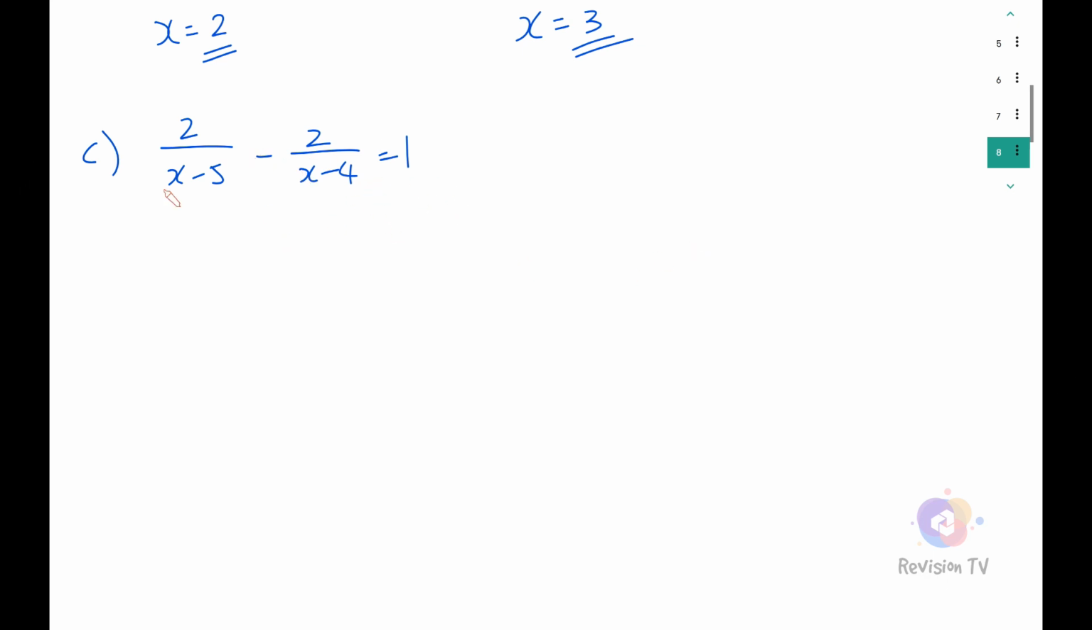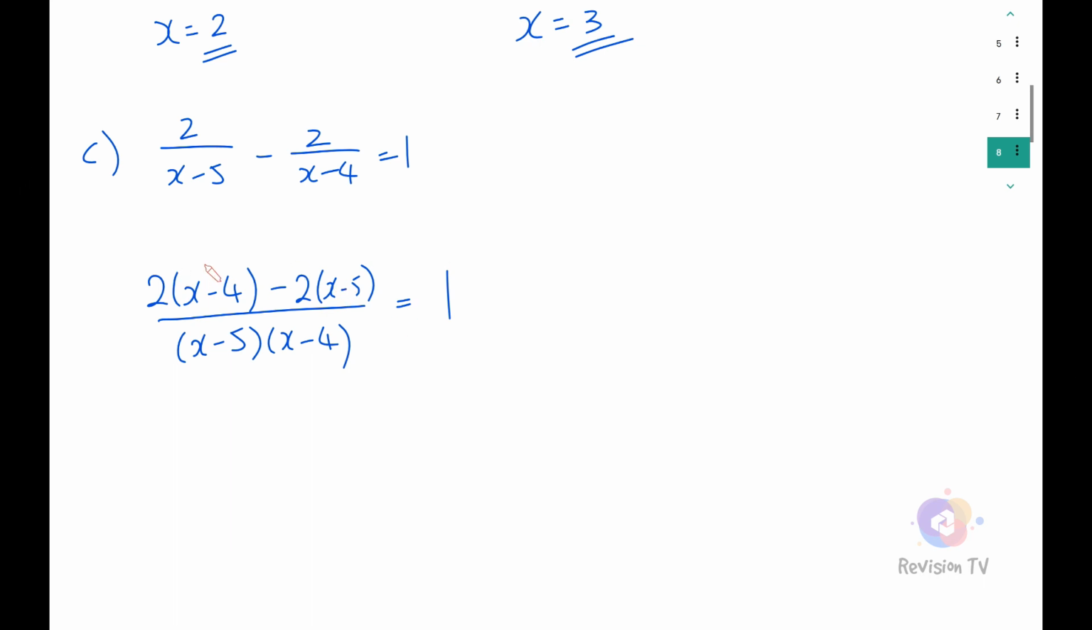So we're going to deal with the left hand side first. We need a common denominator. A common denominator will be x minus 5, x minus 4. First fraction, to get x minus 5 to x minus 5, x minus 4, we need to multiply by x minus 4. It's a negative, minus 2 times, so be careful, put a bracket. So this fraction, we need to multiply by x minus 5. And on the right hand side, we have not done anything, so we're going to leave it as equals 1.